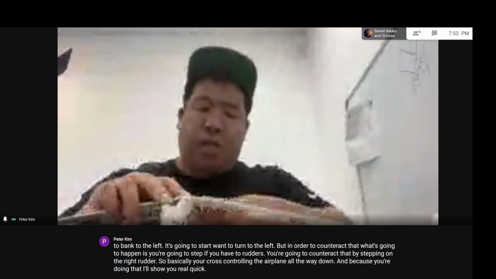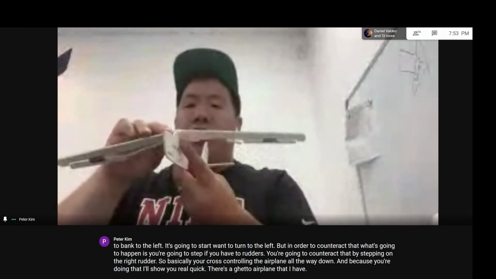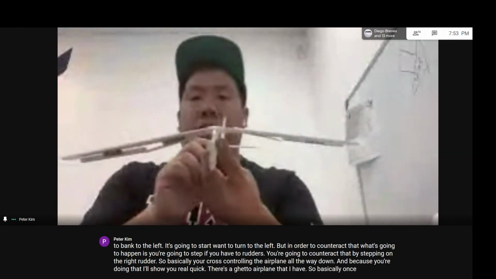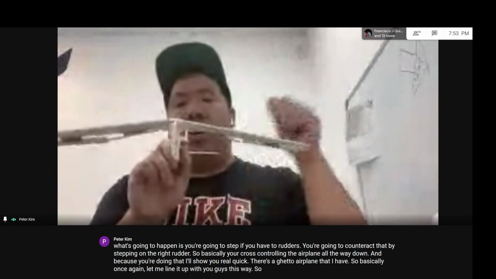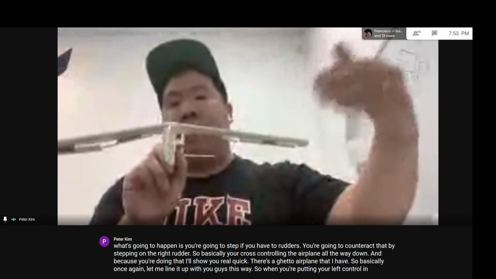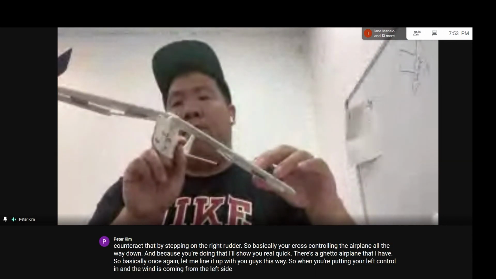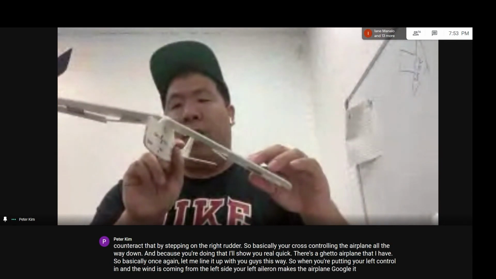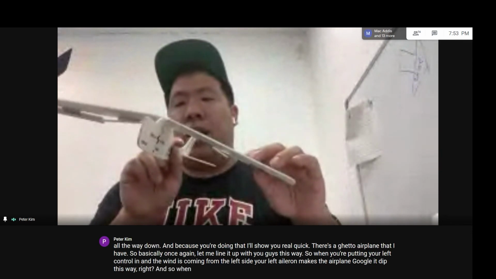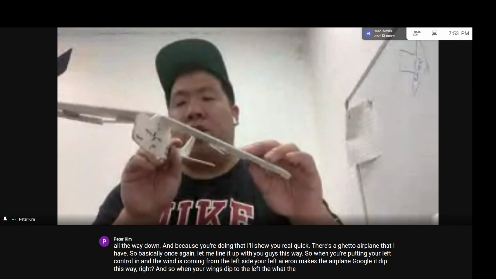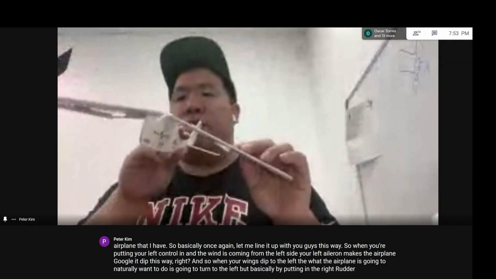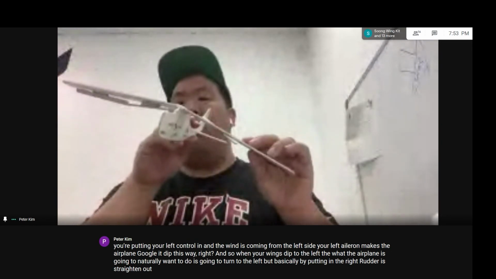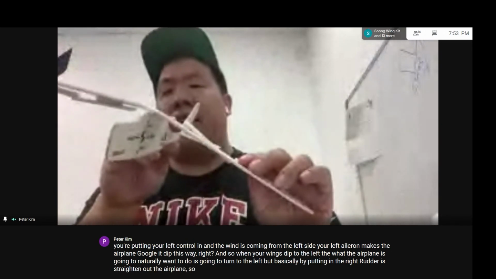Here's a ghetto airplane that I have. Once again, let me line it up with you guys this way. When you're putting your left control in and the wind is coming from the left side, your left aileron makes the airplane dip this way, right? And when your wing dips to the left, the airplane is naturally going to want to turn to the left. But by putting in the right rudder, it's straightening out the airplane. So you're going to be coming down all the way to the final, aligned with the runway, just like this.